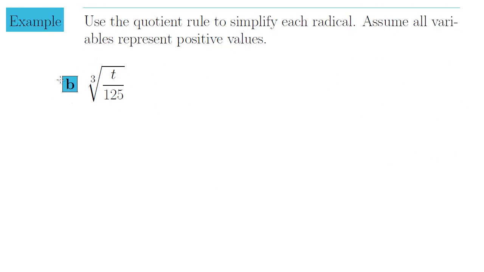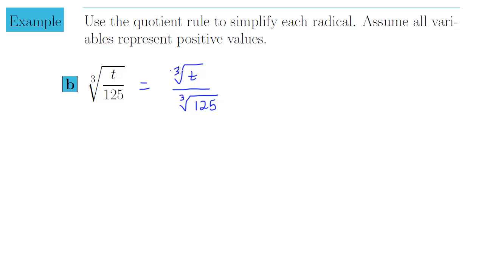Alright, so part B of example 2 gives us another quotient to simplify. Okay, but this time it's a cube root. We have to break down the cube root of t over 125. So we're going to apply the same principle. The cube root of t over 125 is the same thing as the cube root of t divided by the cube root of 125.